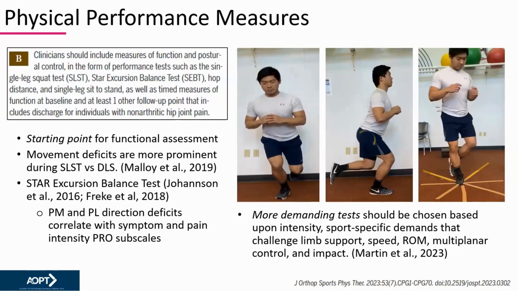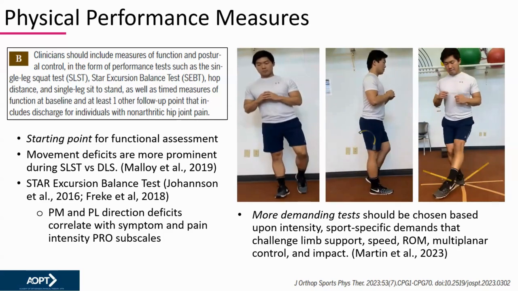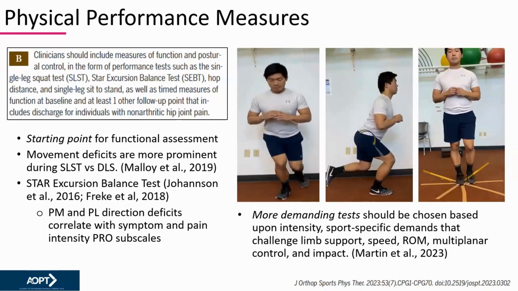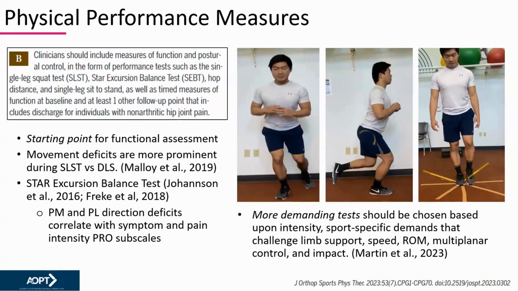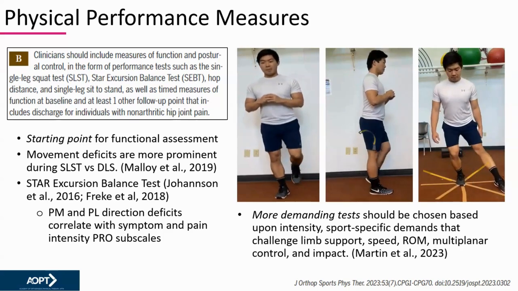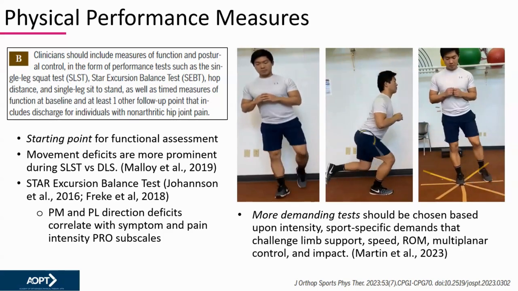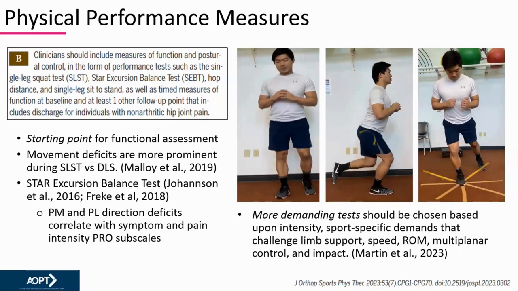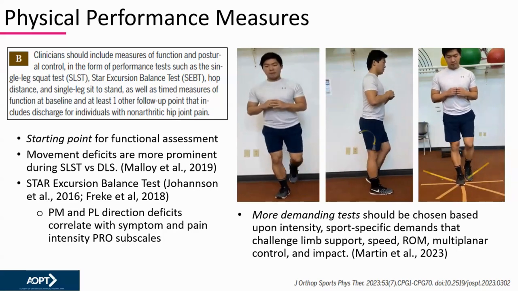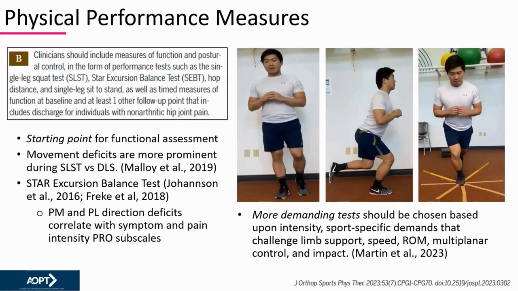The posterior medial and posterior lateral directions have been correlated with symptom and pain intensity PRS subscales, and this is the Hagos in this particular case. Those two directions, posterior medial, posterior lateral, have been correlated with symptom and pain intensity in those subscales, okay, for the Hagos. Now, again, we noticed that this is a good starting point. At times, we need more demanding tests.